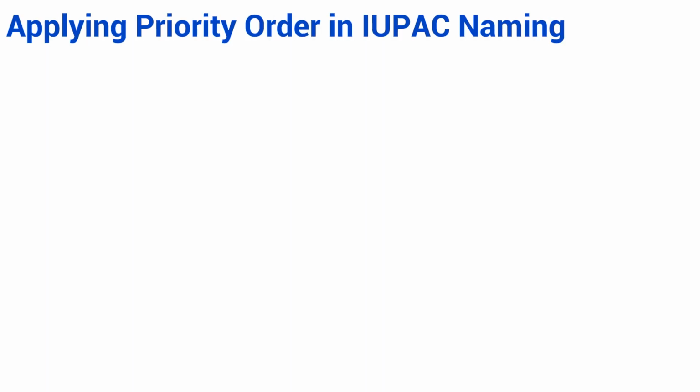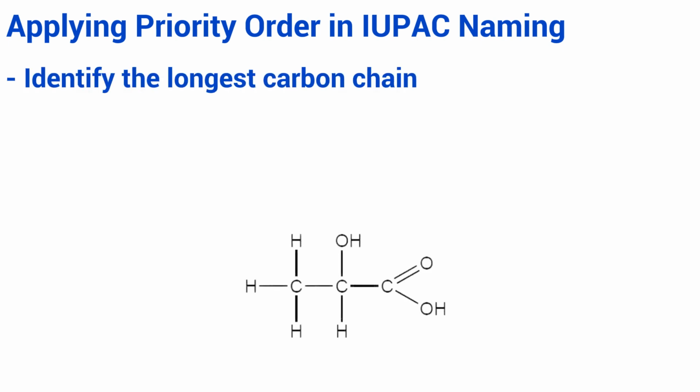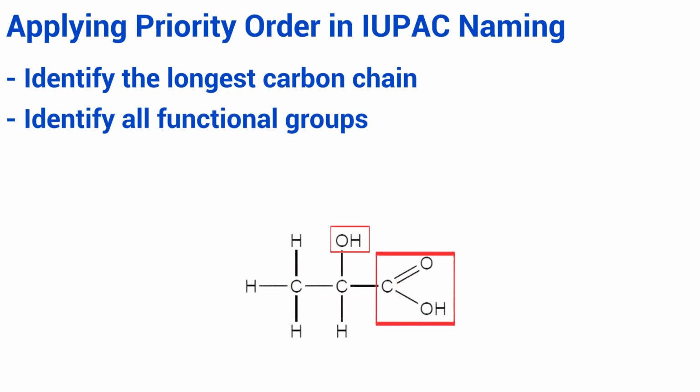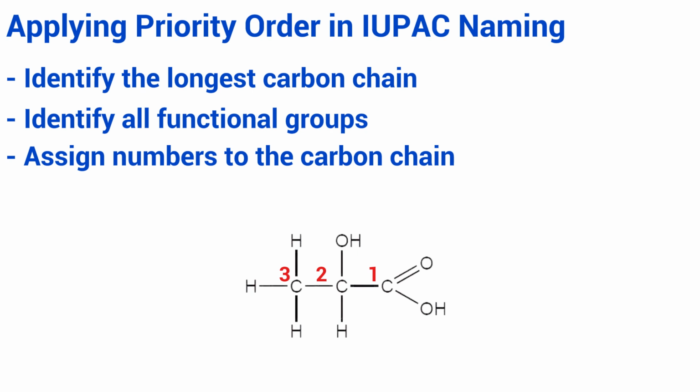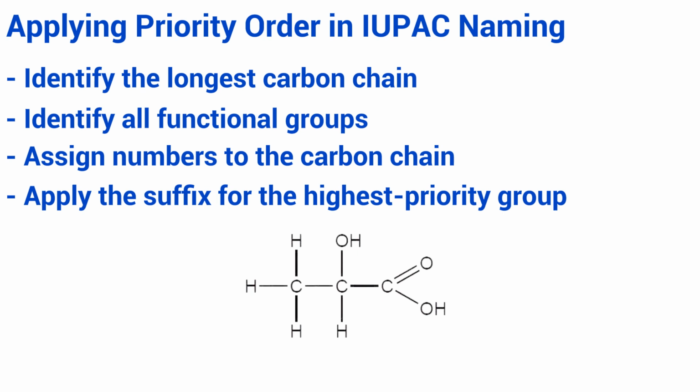Applying priority order in IUPAC naming. Now that we know the priority order, let's see how it's used in IUPAC naming. Here's the process. Identify the longest carbon chain in the molecule. Identify all functional groups attached to this chain. Assign numbers to the carbon chain, making sure the highest priority group gets the lowest possible number. Apply the suffix for the highest priority group and use prefixes for the other groups. This way, the molecule's name reflects both the structure and the functional groups in a clear, standardized way.